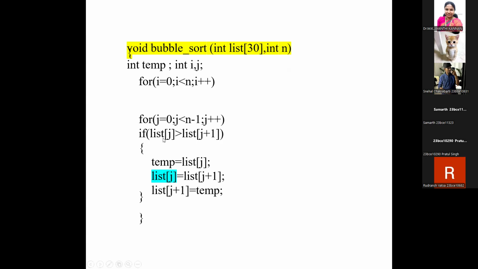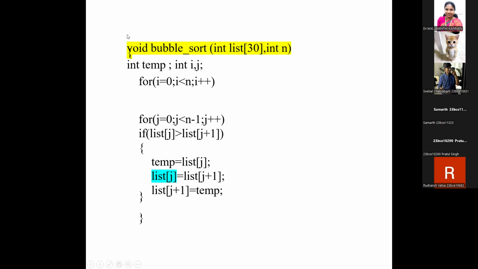Within the function we have two for loops. We are comparing the first number with the second number. i loop starts from 0 to n, i plus plus. j loop starts from 0 to n minus 1, j plus plus. If array of j is greater than array of j plus 1, for example array of 0 is greater than array of 1, then swap. Otherwise no need to swap. Initially the list is in unsorted form, and after swapping the list itself holds the sorted elements. So if you print the list using a for loop, you can access the sorted elements.